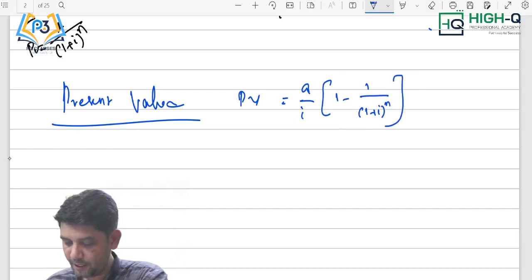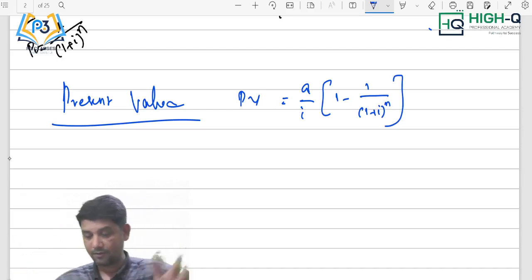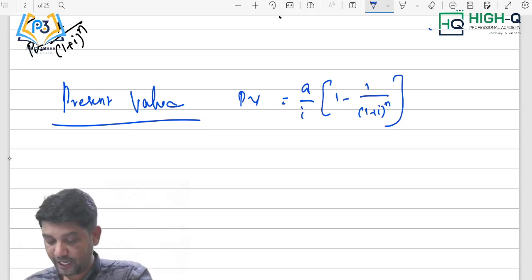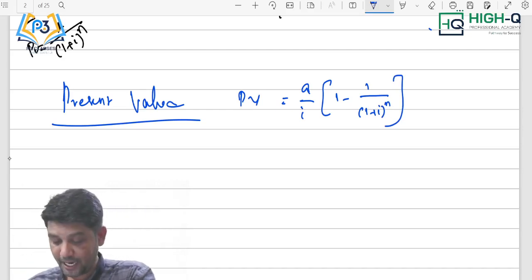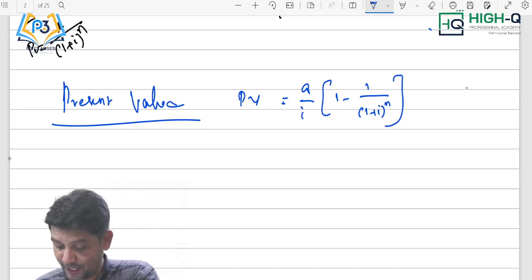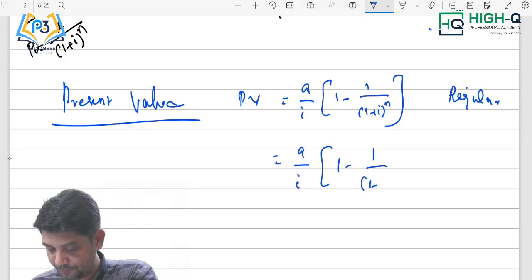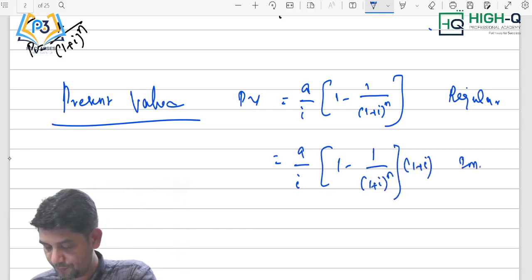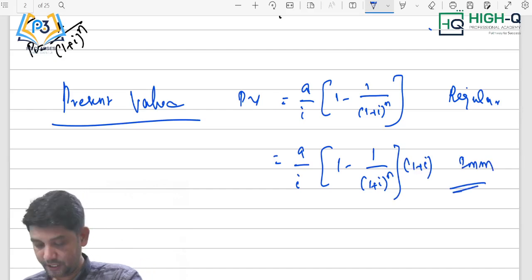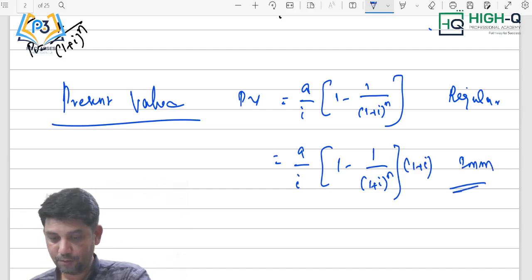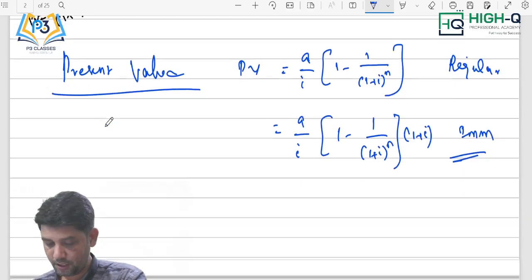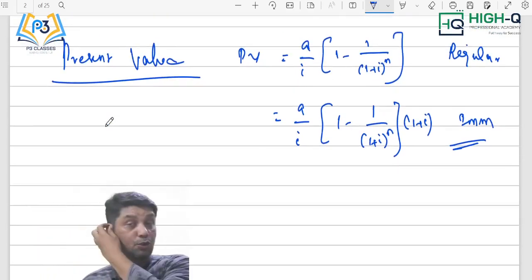Am I right, my dear? After simplification, your faculties might have given this format: A by i into 1 minus 1 by (1 + i)^n. This is for regular annuity. Of course, you know what is to be done for immediate annuity. Yes, listen here. So these are the formulas. Of course, you know these formulas.